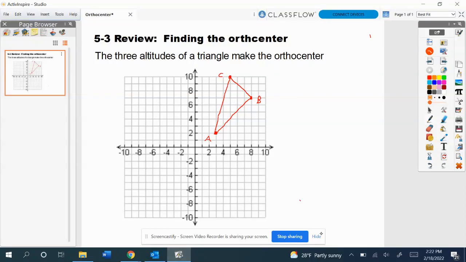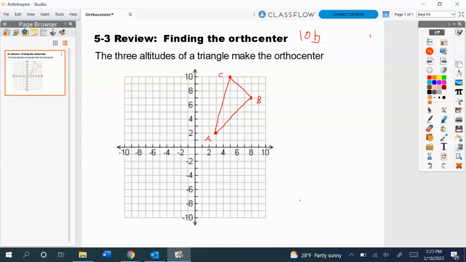Okay, this is a review on how to find the orthocenter of a triangle, and this is to help on assignment 5-5-3 review. This problem specifically is problem number 10B.